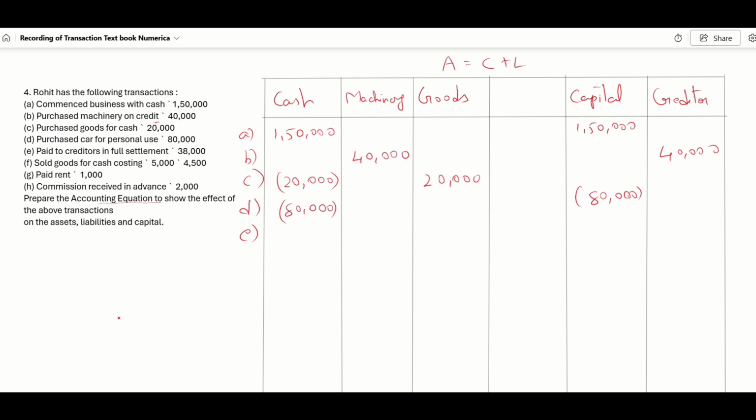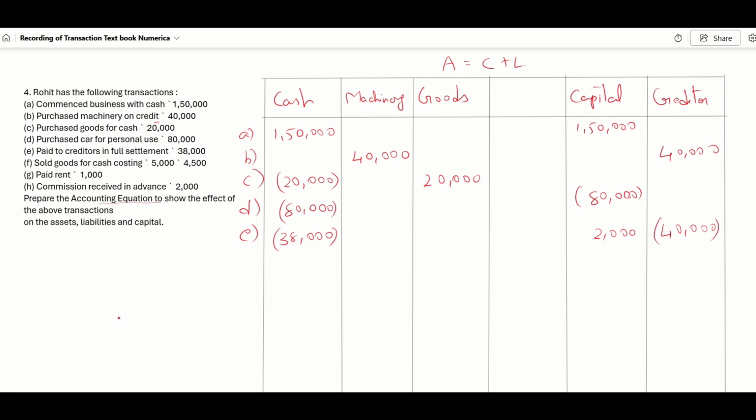Then E, paid to creditors in full settlement 38,000. So we are supposed to pay the creditor 40,000, but we are paying only 38,000. So the balance 2,000 is the discount received. Usually on early payment, sometimes they give a discount, right? So only 38,000 is paid. The 2,000 discount is like an income, so that we will add to the capital account, and here we will clear off the entire 40,000.